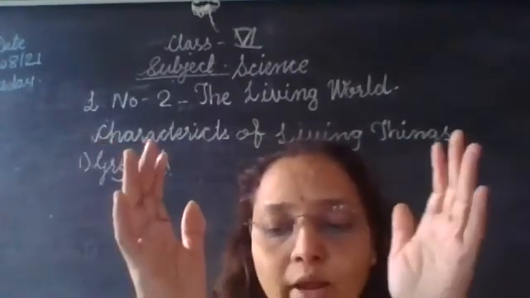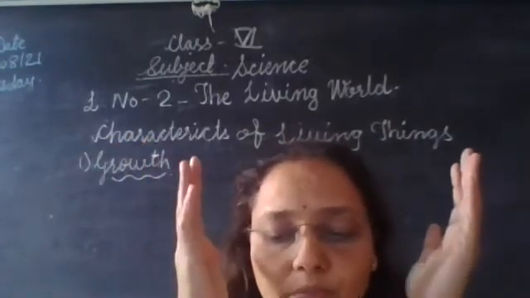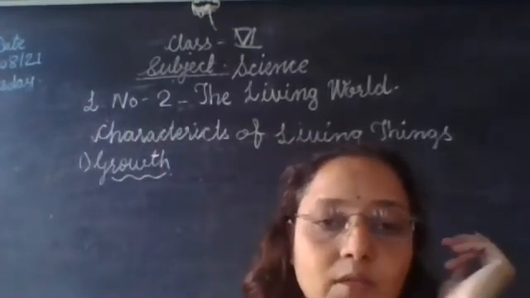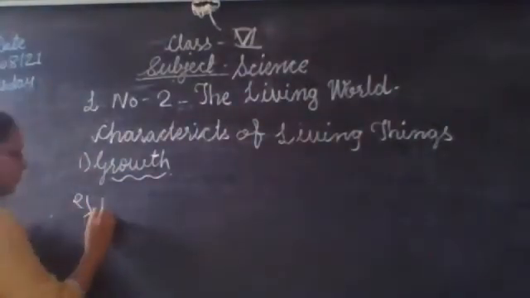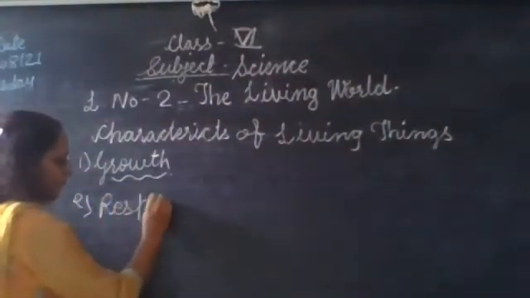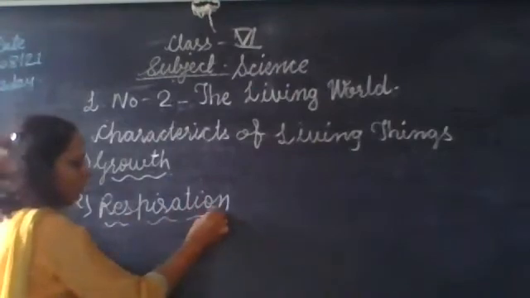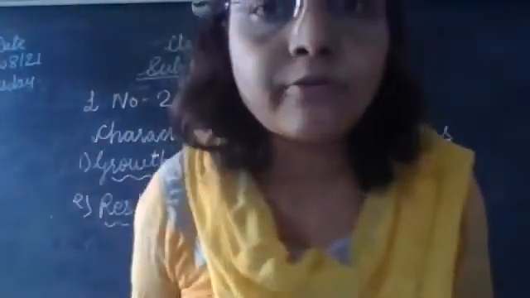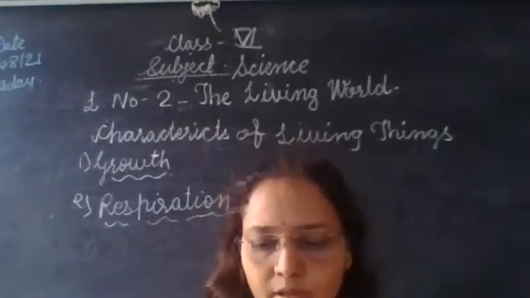The intake of food and the resultant growth is an important characteristic of living things. So first is growth. Understood? Then another characteristic feature of living things is respiration. The living things respire. The process of respiration takes place in all living beings. Okay? The process of respiration takes place in all living beings.